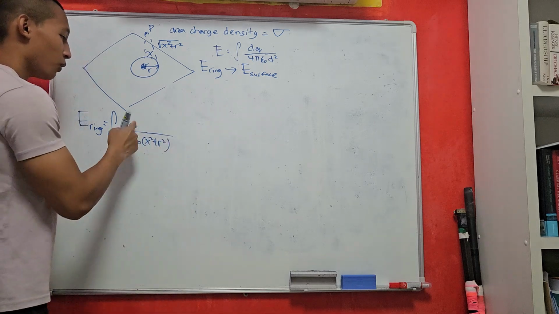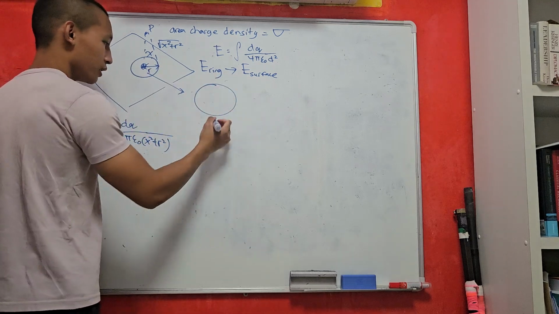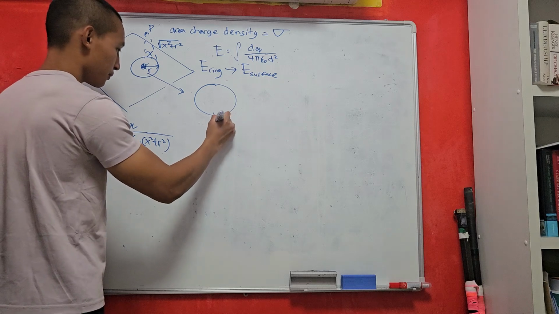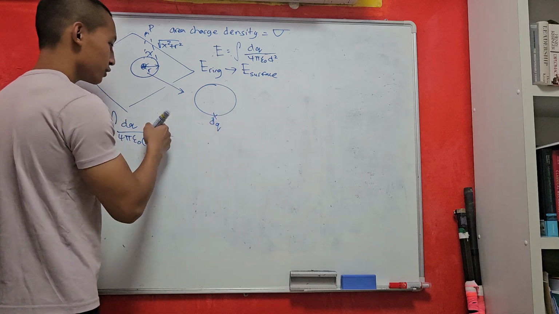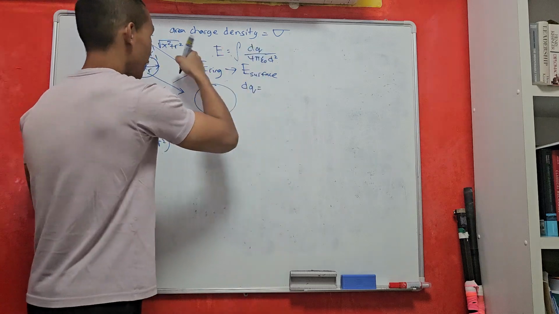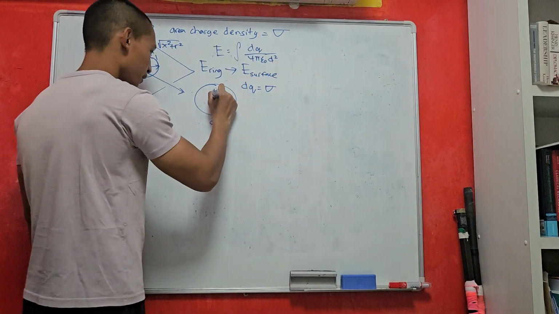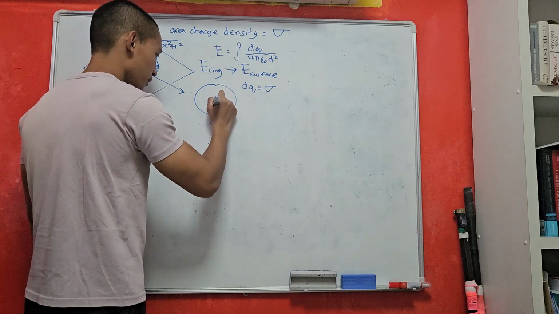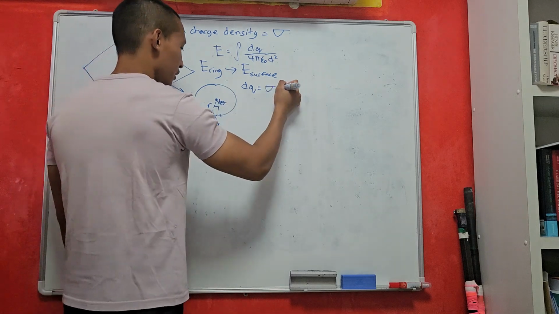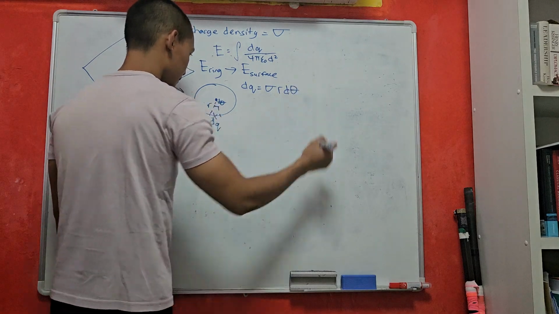Okay, now what does dq represent? dq, if we were to take a look at this ring, is just one point on the ring, so it's just a point charge. And how are we going to find dq? dq is simply equal to the area charge density, sigma, times the arc length. So if this is d theta and this is r, then this is just r d theta.